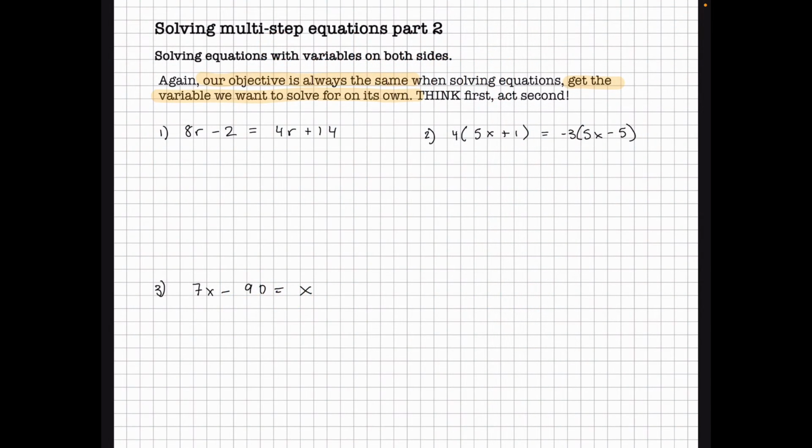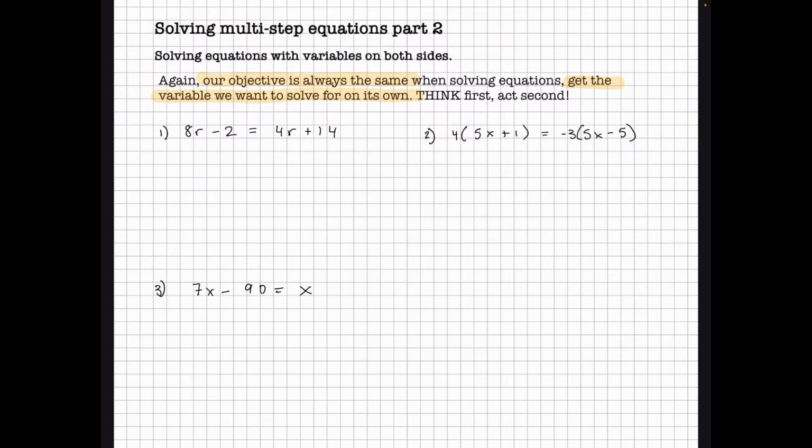Welcome back. In part 2 of solving multi-step equations, we're now going to look at solving equations with variables on both sides of the equal sign. Don't forget that when we're solving equations, our objective is always the same. We want to get the variable that we want to solve for on its own on one side of the equal sign. All right, think first, plan out the best and most efficient way to solve the equation, then act.